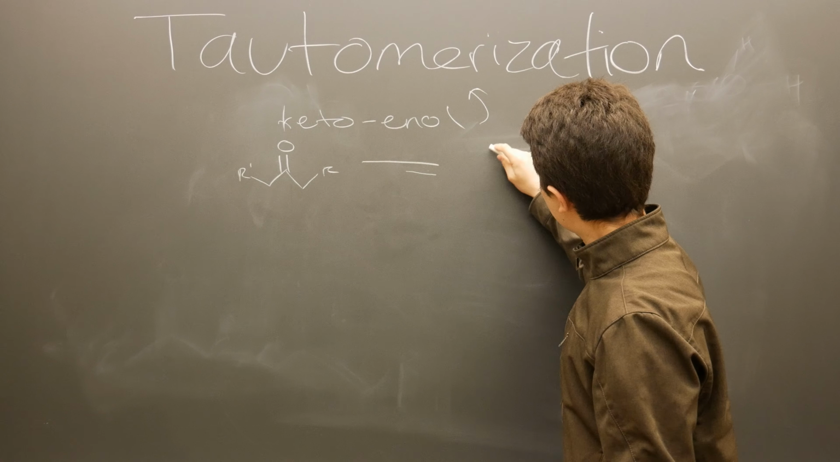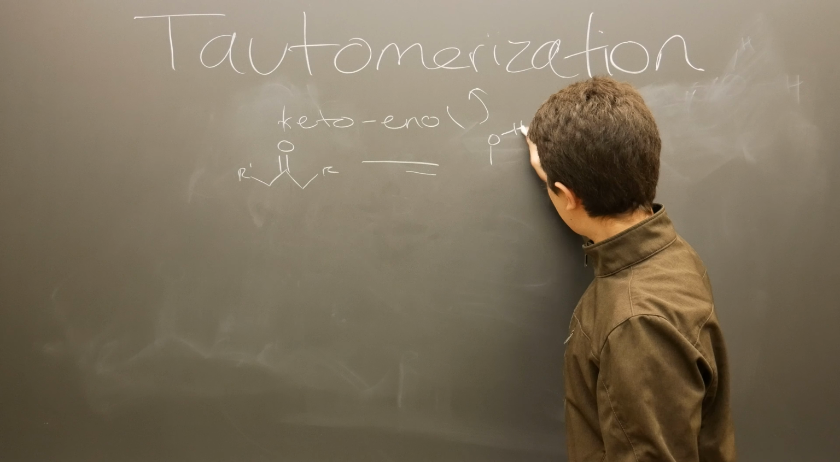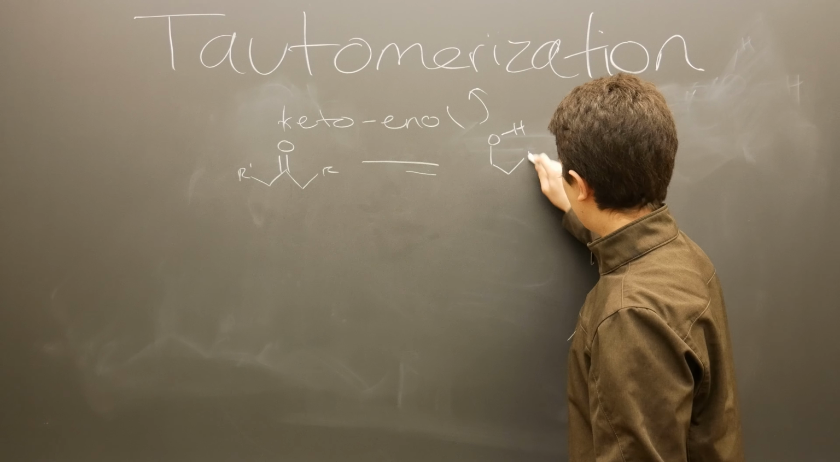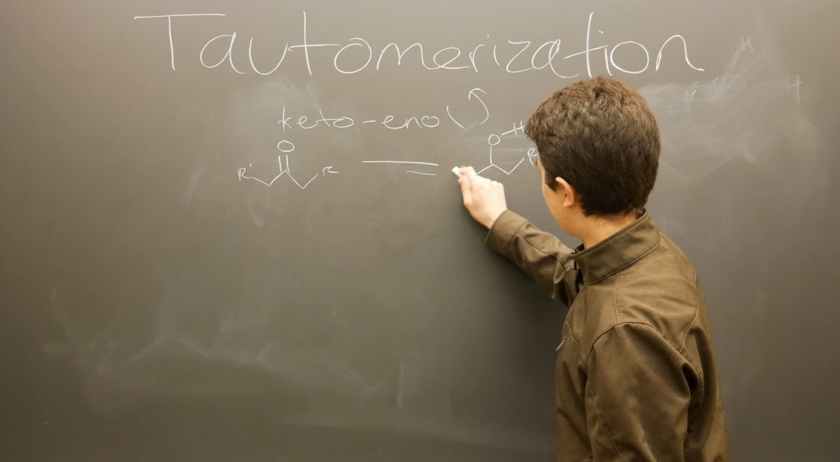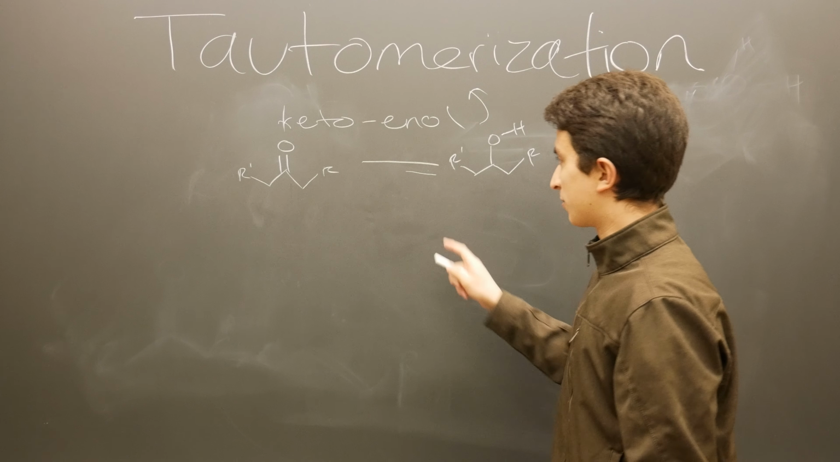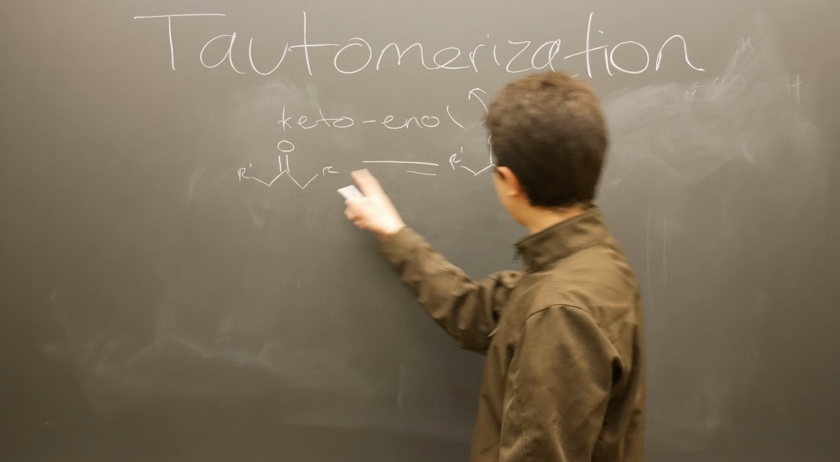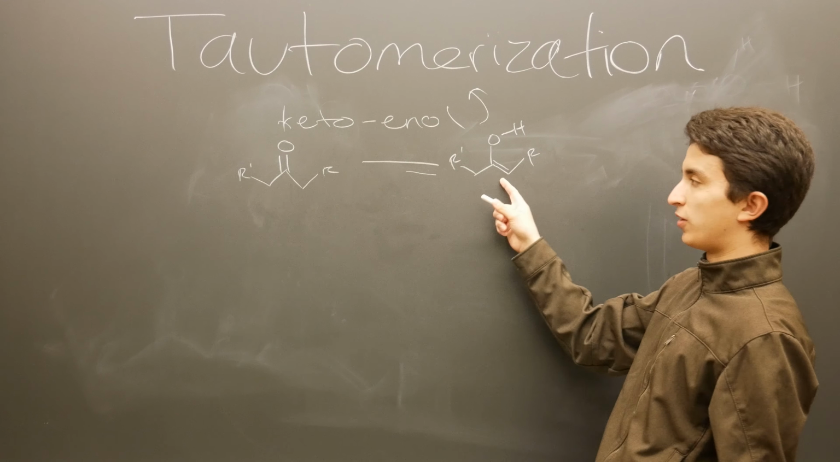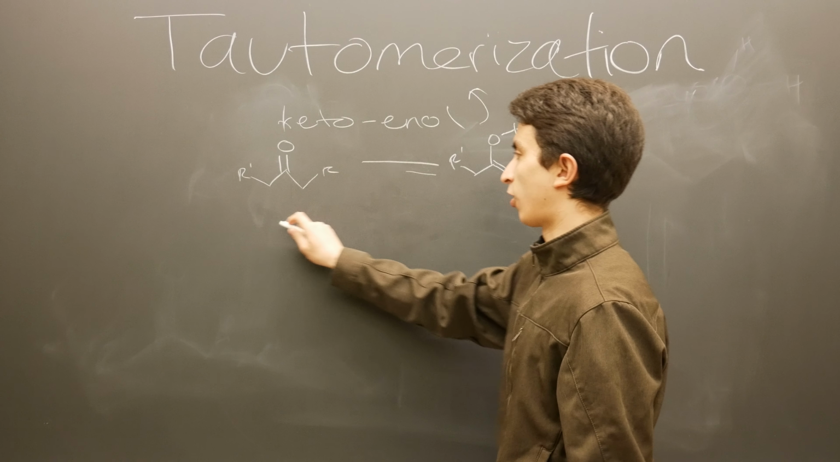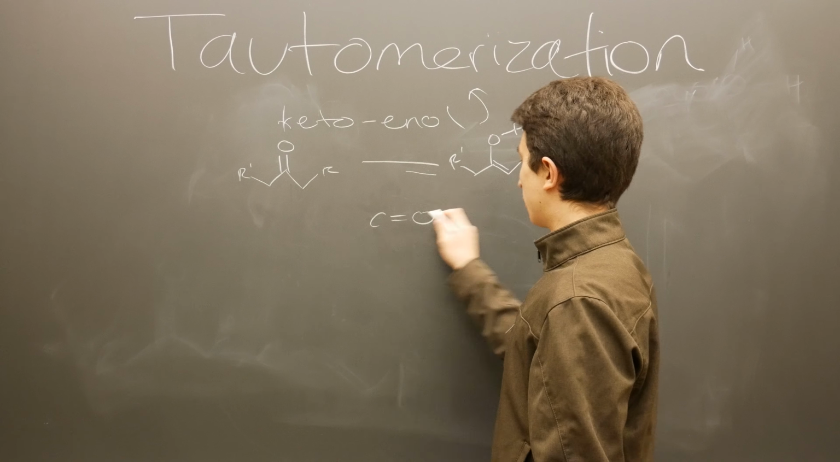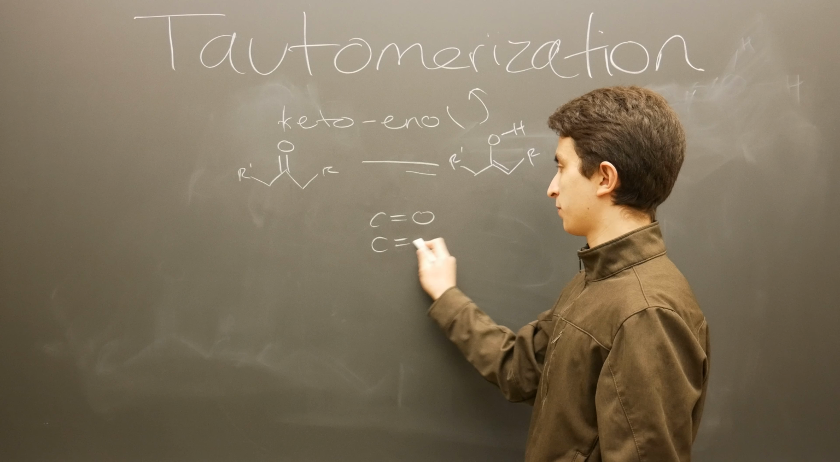And I'm going to draw these two as placeholders for the equilibrium for now. Although the positioning of them might give away what we're going to talk about. We're going to talk about which one is favored and why. And so here we have, sorry, this is the enol with the double bond here. Here we have a double bond between a carbon and an oxygen. Here we have a double bond between a carbon and a carbon.